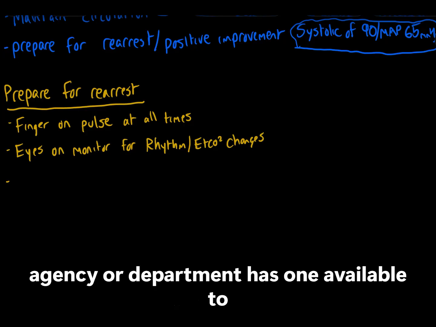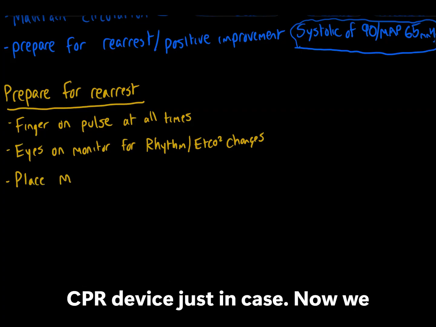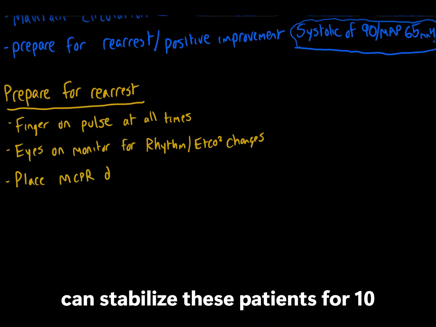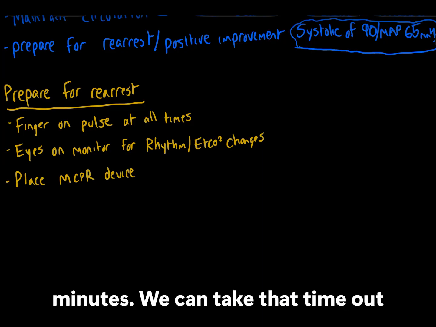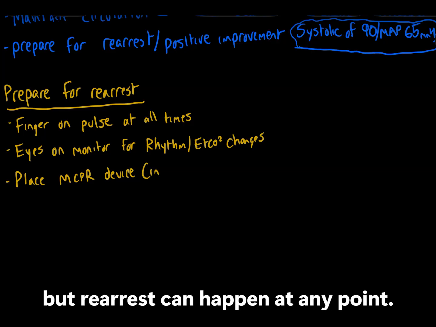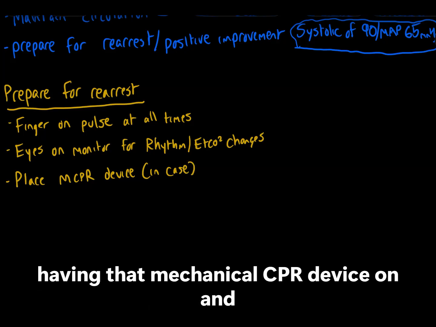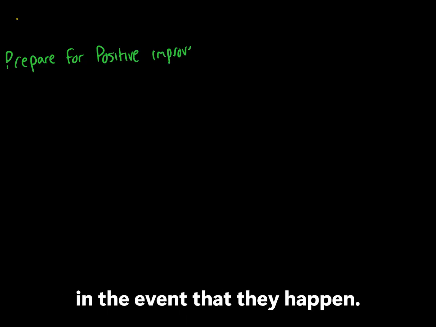And if your agency or department has one available to you, I'd recommend placing a mechanical CPR device just in case. Now, we can stabilize these patients for 10 minutes. We can take that time out and we can prepare them to move, but rearrest can happen at any point during that post resuscitation care. So, having that mechanical CPR device on and ready, but not obviously using it if they have a pulse, is super crucial to helping prepare for all those things in the event that they happen.